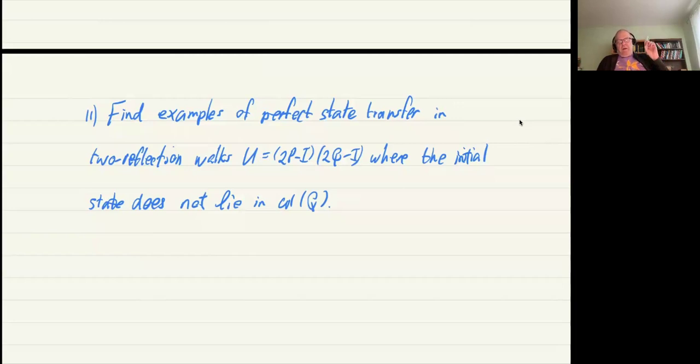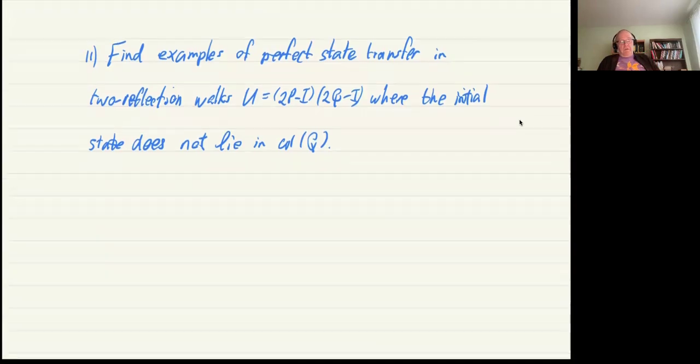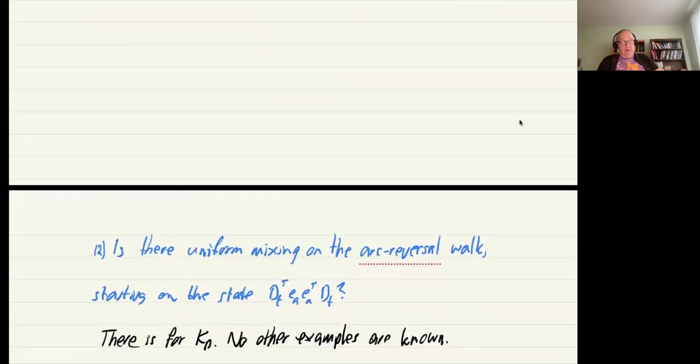You can't focus on the vertices because the state space for a discrete walk of this type is the space of functions on the arcs of some graph. So that's a state space. And so your initial state could be an arc, but I don't think we have any examples where there's transfer from one arc to another. We know almost nothing about that.